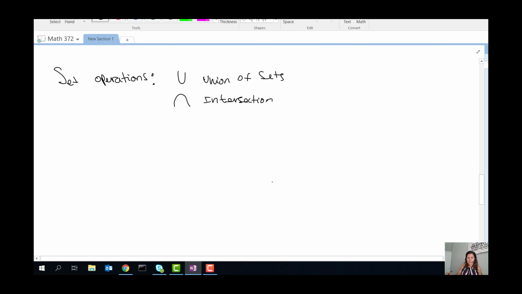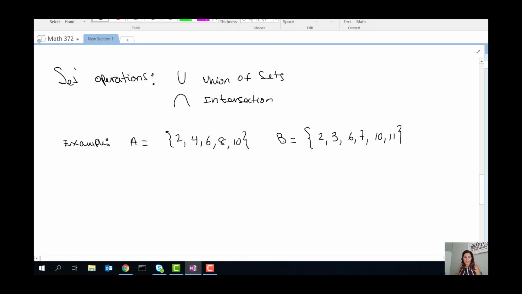So let's try an example. If I have two sets, say I have the set A is the even numbers 2, 4, 6, 8, and 10, and set B is something a little different, say 2, 3, 6, 7, 10, and 11. So when I say A intersect B, the intersection of two sets are the things that they have in common. So the values in common.